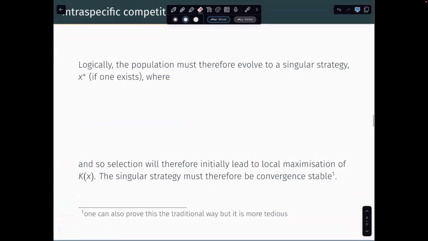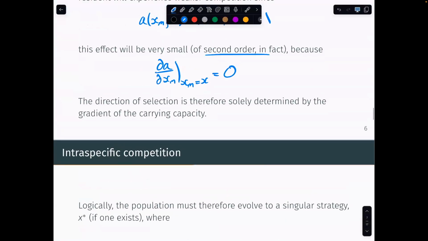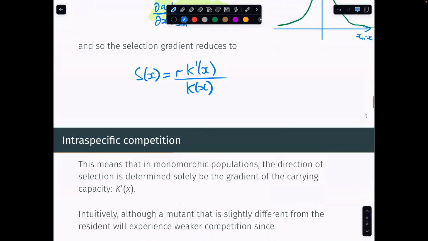Okay, so what can this tell us? Well, we can go through the standard thing of find our singular strategies, find our evolutionary stability, find our convergent stability. We'll do a certain amount of that. But we can actually skip ahead a little bit and intuitively understand what's going on in terms of convergent stability here, because the direction of selection, I'll just go back up here for a second, is going to be positive if k prime of x is positive, and it's going to be negative if k prime of x is negative.